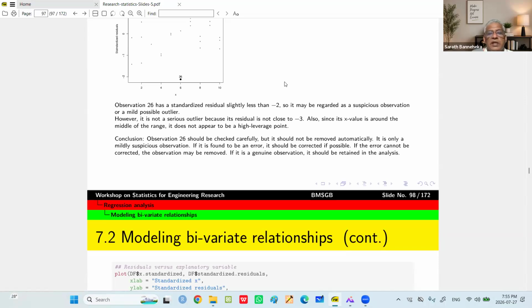If it is found to be an error, it should be corrected if possible. If the error cannot be corrected, the observation may be removed. Especially that kind of observation can be removed if you already have enough data. But if you have only very few observations, removing it can have serious effects, right? So in that case, maybe it's okay to keep it. If it's a genuine observation, it should be retained in the analysis.